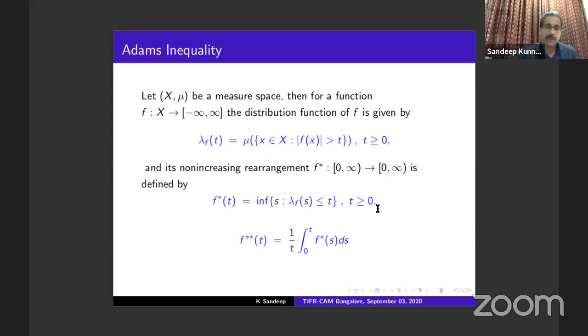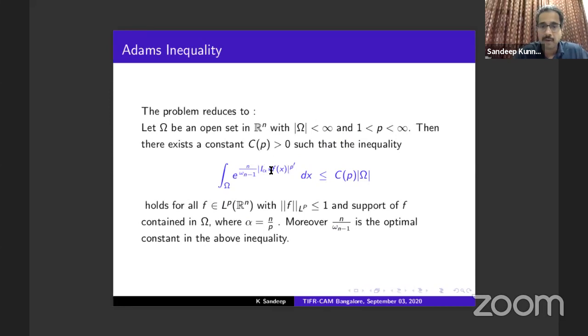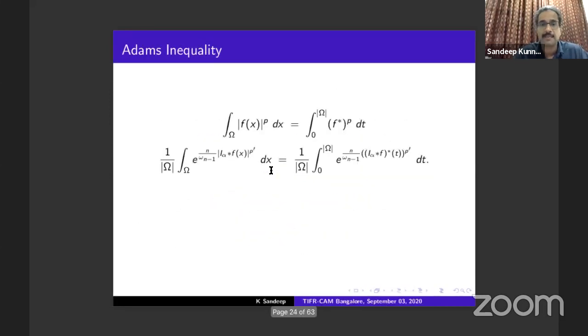Okay, so you can see that, for example, if lambda f is given, you can see in some sense that f star is going to be an inverse of lambda f. And f star star of t we define as the average, 1 by t integral 0 to t of f star of s. And with these notations, I can tell you how to calculate these kind of formulas. I will just write down the expressions. So with those expressions, integral of mod f to the power p becomes a one variable integral.